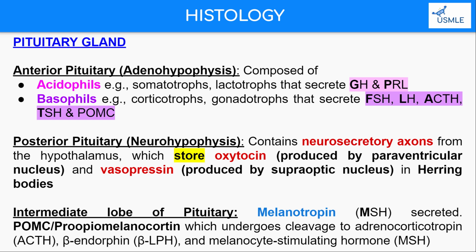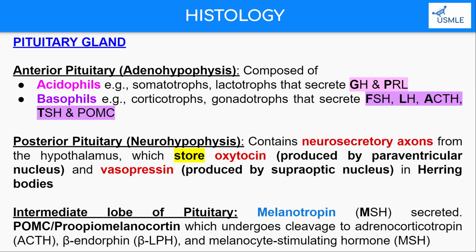Posterior pituitary or neurohypophysis contains neurosecretory axons from the hypothalamus, which stores the oxytocin produced by the paraventricular nucleus and vasopressin produced by the supraoptic nucleus in Herring bodies. Please remember that the posterior pituitary only stores these hormones and does not produce them. The production is mainly by the hypothalamus.